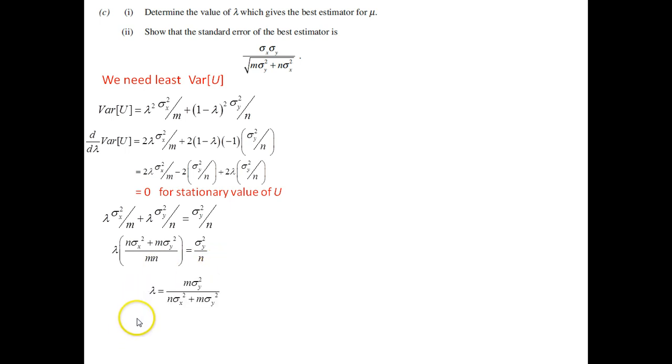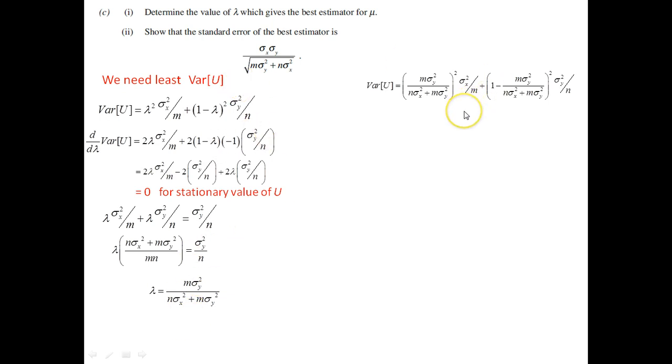Invert that and multiply, and we can see that one of the n's will cancel. So we've got m times sigma y squared all over n sigma x squared plus m sigma y squared. And that's our least value of the variance.